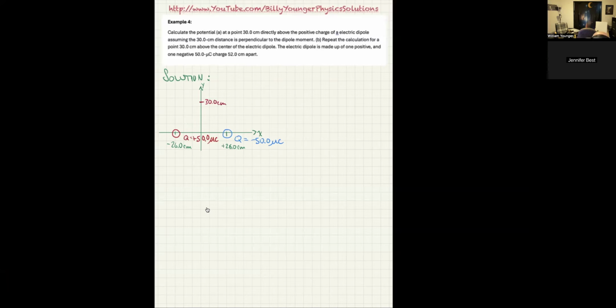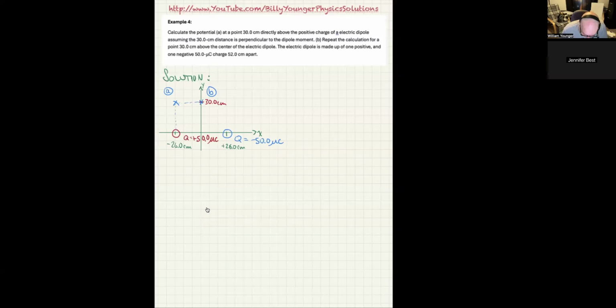And now we'll go up to a distance of 30 centimeters. And that's going to be one of the places at which we wish to calculate the voltage. And the other one, the part B one, is directly above the positive charge right here. So this is the other spot. So I'll label this one point A, and I'll label this one point B.